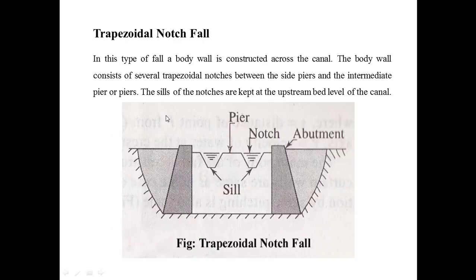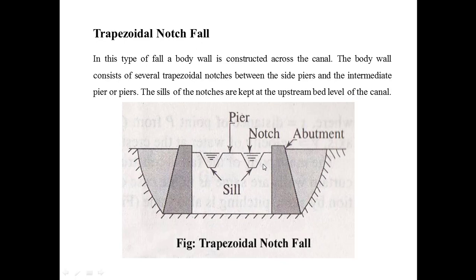The next type is the trapezoidal notch fall. In this type of fall, a wall is constructed across the canal. As you can see in the figure, a body wall is constructed across the canal. The body wall consists of several trapezoidal notches between the side piers and the intermediate piers. Trapezoidal notches are provided between the side piers and intermediate piers.